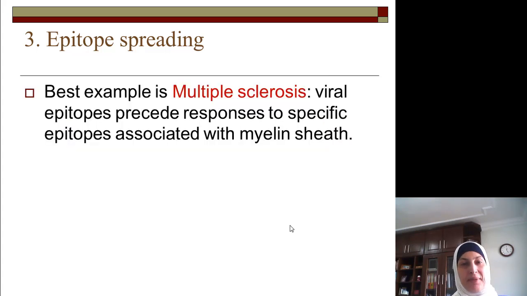One of the best examples of epitope spreading as a mechanism of inducing an autoimmune disease is multiple sclerosis. Actually, the presence of a viral epitope creating an infection, damaging the myelin sheath, might initiate an immune reaction against this myelin sheath by doing epitope spreading and creating this autoimmune disease.